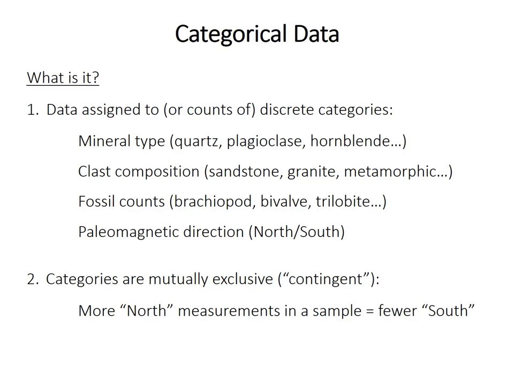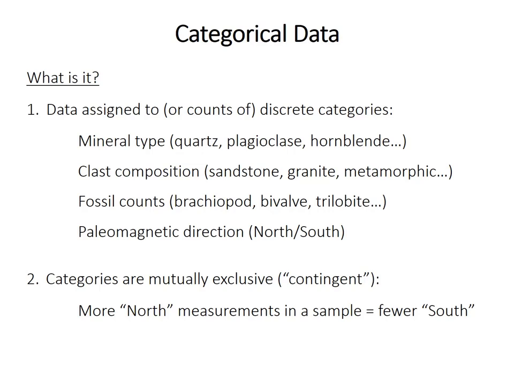Well, it's simply data where you have counts of items in discrete categories rather than measurements of some continuous variable. So some geological examples could be counts of mineral types in rock, counts of rock type in a conglomerate, or counts of fossils at a location or in a time period, or even counts of north or south paleomagnetic direction.